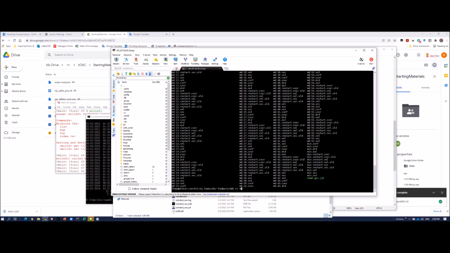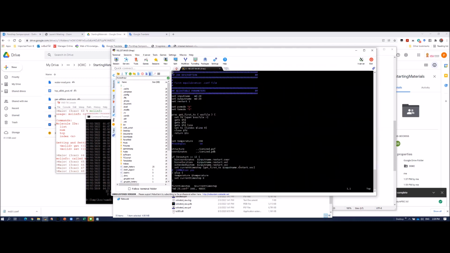I'll show you, there are so many files here. Let's say the 29 configuration file. See that input file. Now I take information from the previous step, which is MD28, and generate output to MD29.